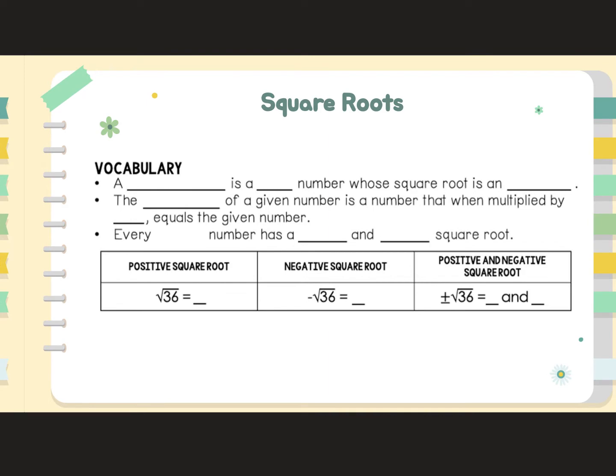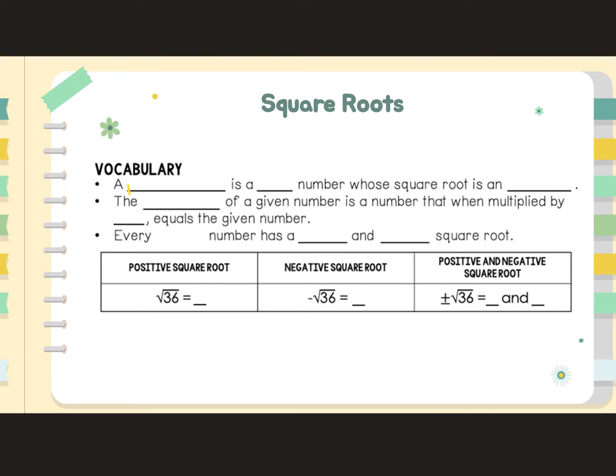All right, so looking at some square root vocabulary. So we have a perfect square. I'm just going to abbreviate square with SQ, is a whole number whose square root is an integer. The square root of a given number is the number that, when multiplied by itself, equals the given number.